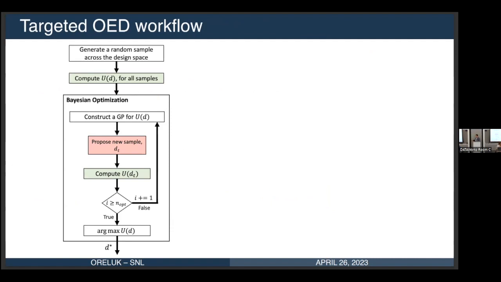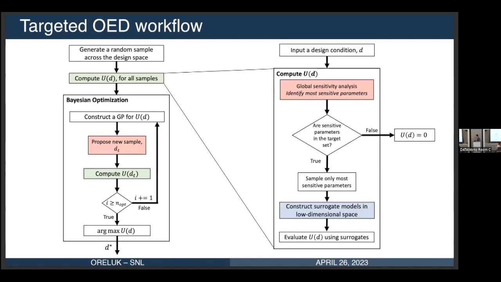Now, of course, you're done if you have a very cheap model, but with expensive, more physics-based models, when you're computing U of D, the first thing you should do is a sensitivity analysis, because you don't expect all 1,100 parameters to be sensitive at a given design. Only a subset of those parameters are actually influential. And then you check: were the sensitive parameters even the ones I cared about?